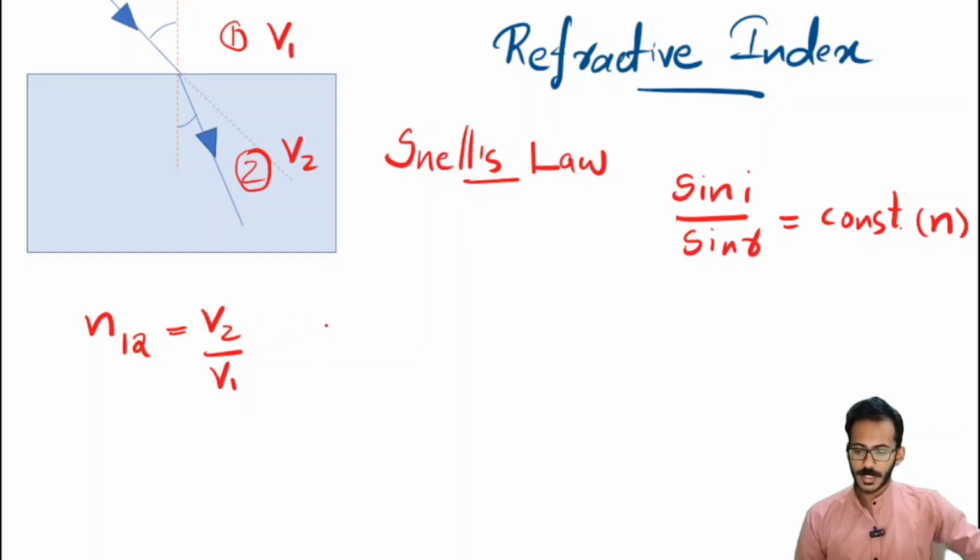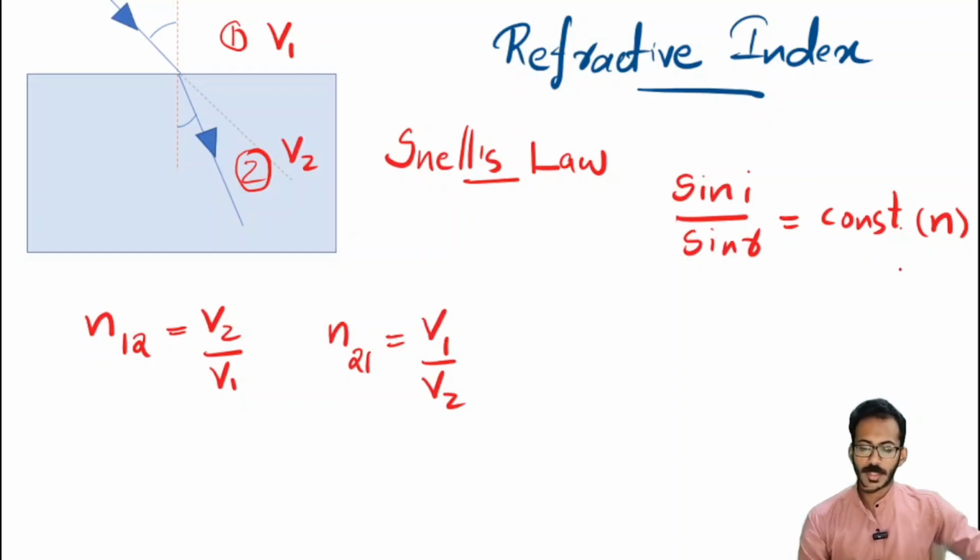Suppose we are finding the refractive index of the second medium with respect to the first medium. We can find it like that also. Then it can be written as V1 by V2, same as I told you just now. Here it is 2, 1, so we write 1 and 2. This is the refractive index of the second medium with respect to the first medium, equal to the speed of light in the first medium by the speed of light in the second medium.